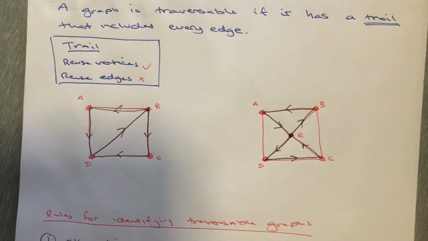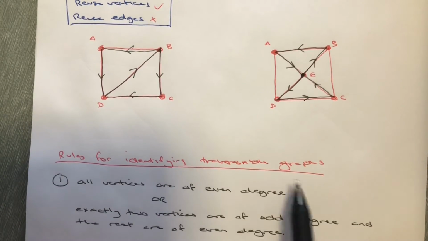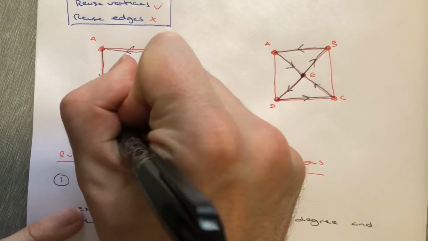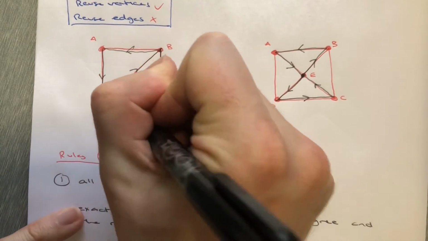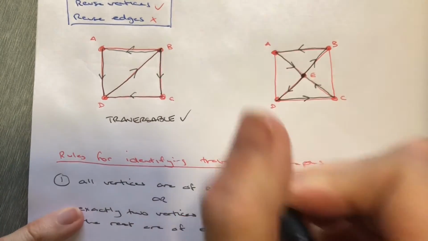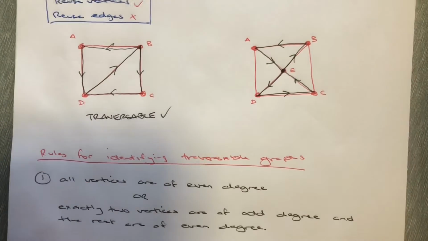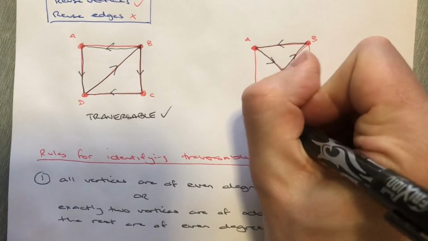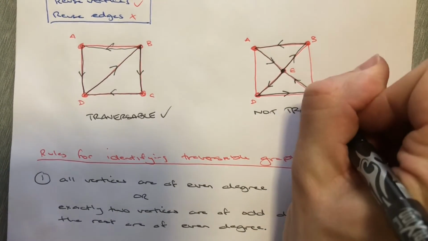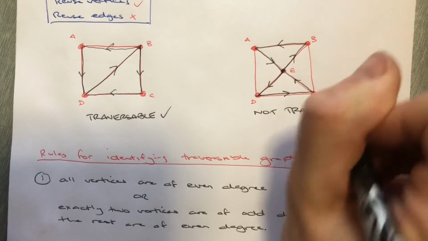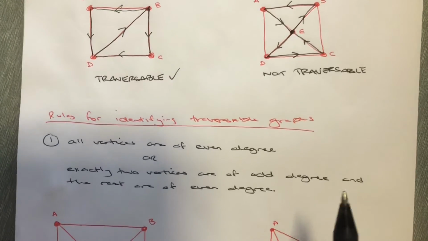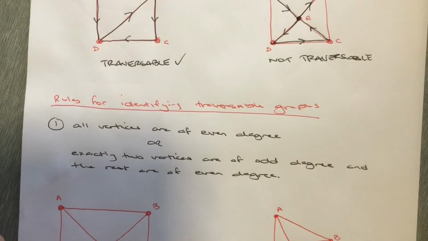So I'm going to show you a rule to work out whether it's going to be traversable or not. But first, let me just label these. So this one was traversable. And this one we think is not traversable. But maybe I just made a mistake and didn't do it. So this is why we need to know about this special rule here.